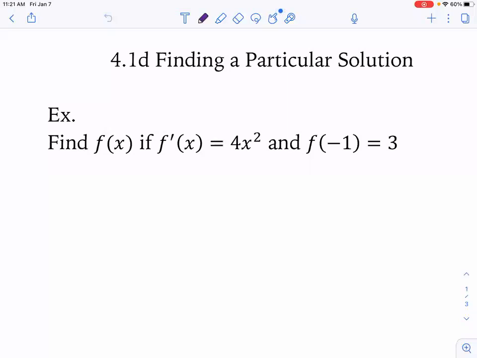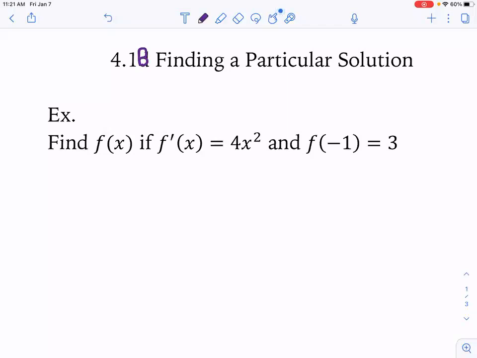So we are going to, and this is actually like 4.1b, teaching it a little bit differently than last year. Okay. We are going to talk about finding a particular solution. So some of you have been really disappointed that we don't actually get to put a number for C. Okay. However, if we know a coordinate on our function, then we can actually figure out what our plus C value is. Okay. This is called finding a particular solution.